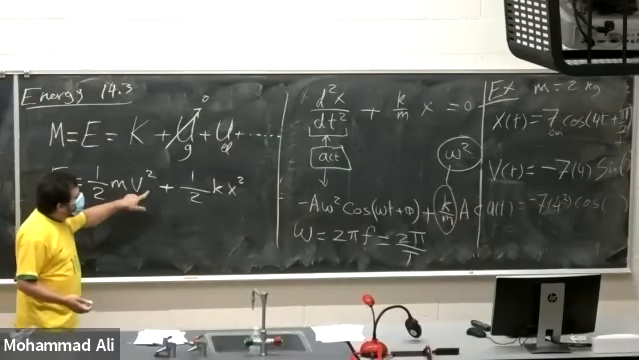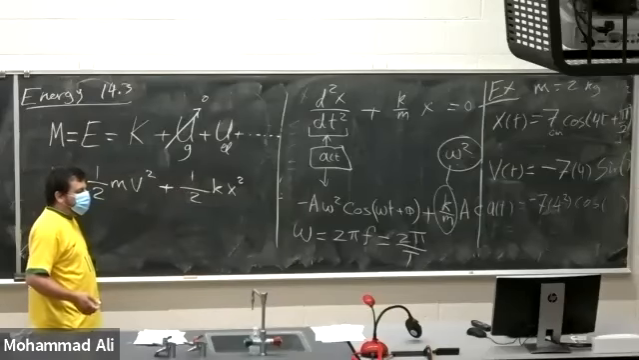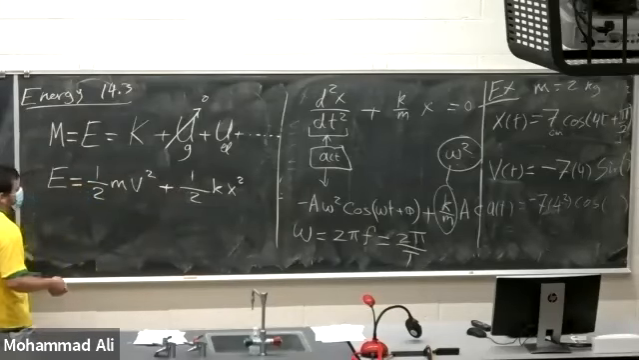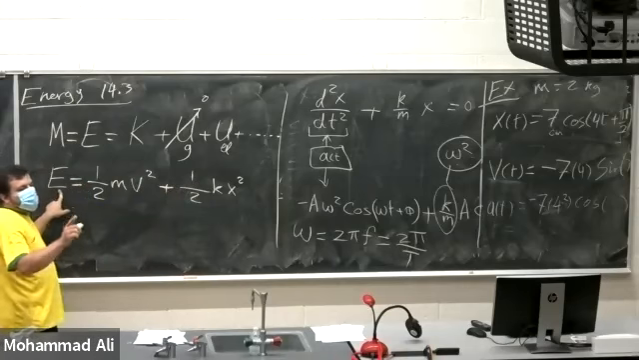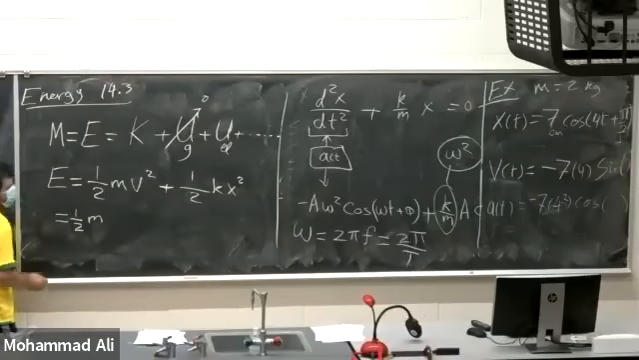We have a function of v. We have the function of x. We can put them here. The energy is constant, by the way. We will see that. It is equal to 1/2 m v squared.